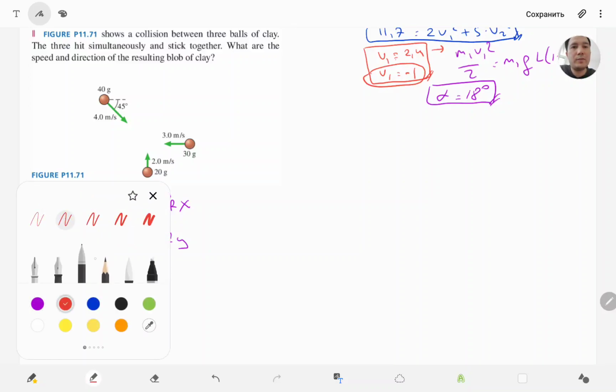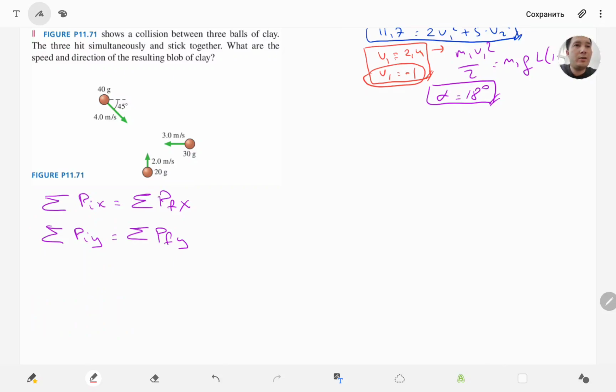So let's draw the direction of initial momentums of the system for these three objects. The 40 gram is moving to the right, yes, in terms of x component, and this x component equals m1 v1 cosine 45, and it has a y component downward, m1 v1 times sine 45. Let's come to the second object, 30 gram. It's moving to the left, so it has a momentum to the left, m2 v2. No y direction, no vertical direction. The last one, 20 gram, is moving vertically upward, m3 v3. This is its momentum.